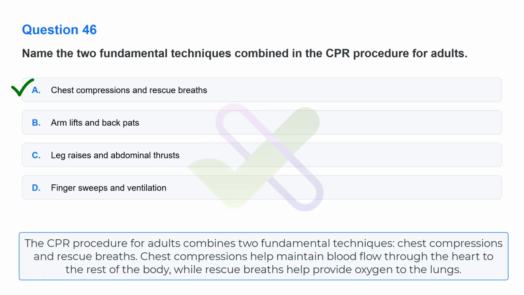The correct answer is A. Chest compressions and rescue breaths. The CPR procedure for adults combines two fundamental techniques, chest compressions and rescue breaths. Chest compressions help maintain blood flow through the heart to the rest of the body, while rescue breaths help provide oxygen to the lungs.